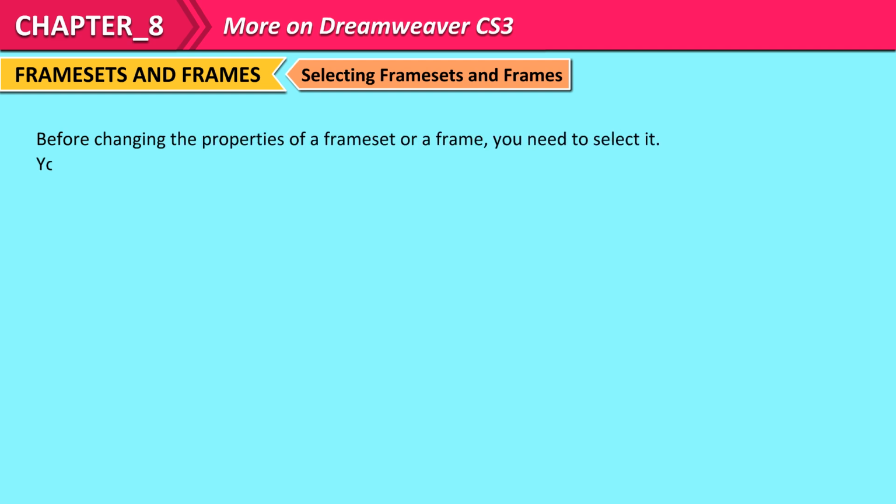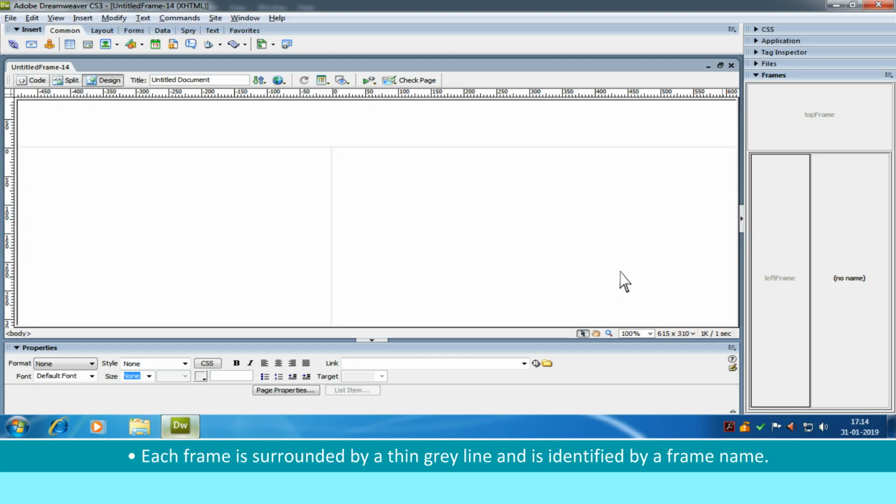Selecting frame sets and frames. Before changing the properties of a frame set or a frame, you need to select it. You can select frame sets and frames either in the document window or the Frames panel. Each frame is surrounded by a thin gray line and is identified by a frame name. When a frame is selected in the document window, its border is outlined with a dotted line.